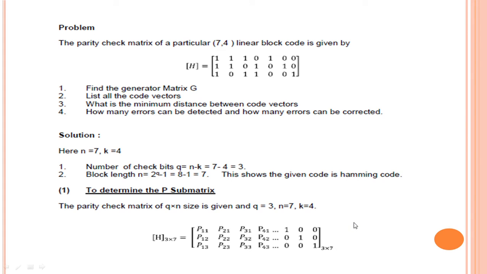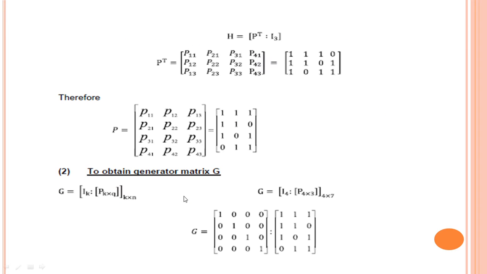As I already mentioned, the first four columns of the parity check matrix are given by P11, P21, P31, which shows the transpose of the submatrix. From the transpose, we are going to find the submatrix P. So H equals P transpose followed by the identity matrix, and P transpose is given by 1110, 1101, 1011.